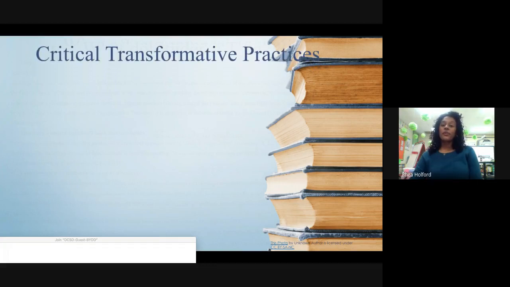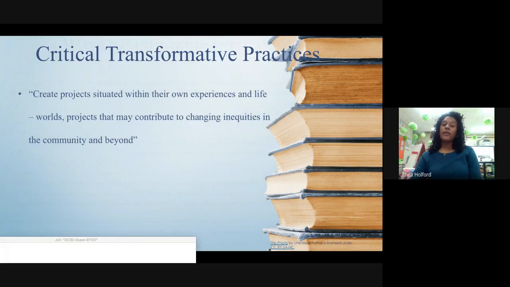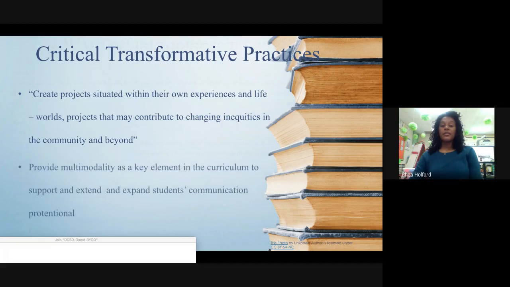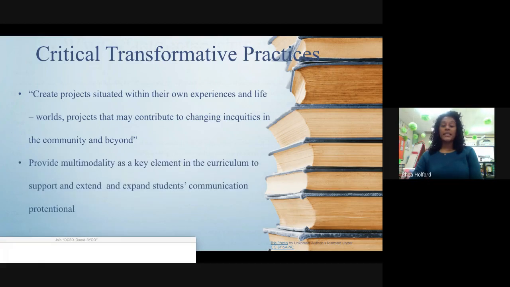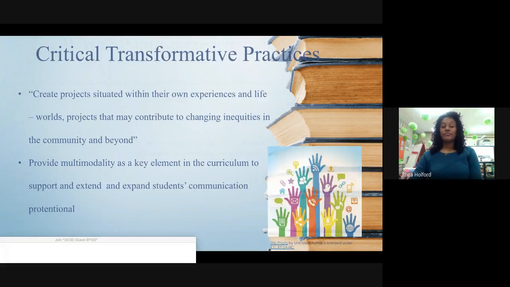So, critical transformative practices. Create projects situated within their own experiences and life worlds, projects that may contribute to changing inequities in the community and beyond. Provide multimodality as a key element in the curriculum to support and expand students' communication potential.